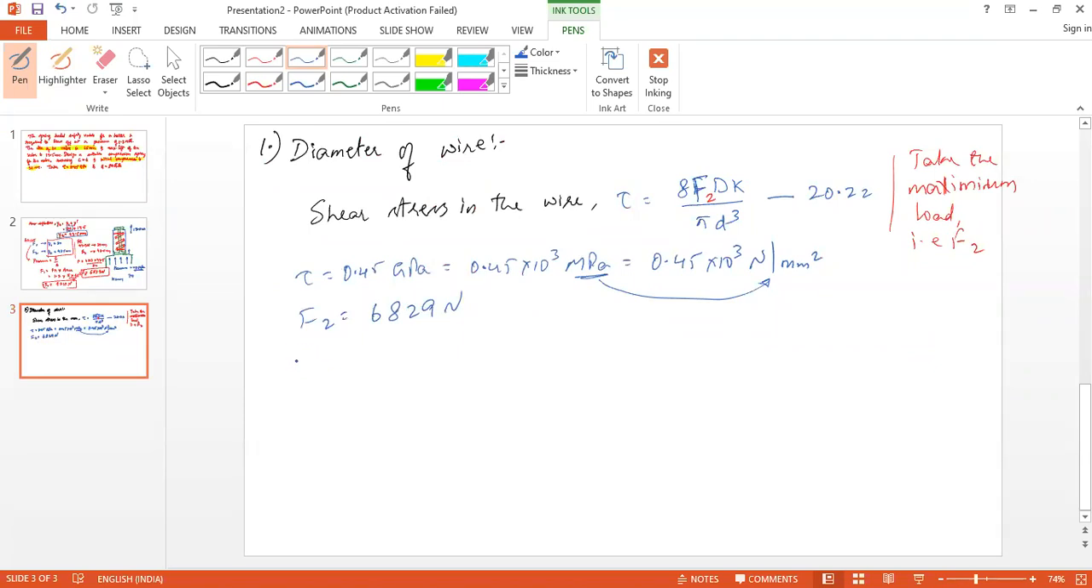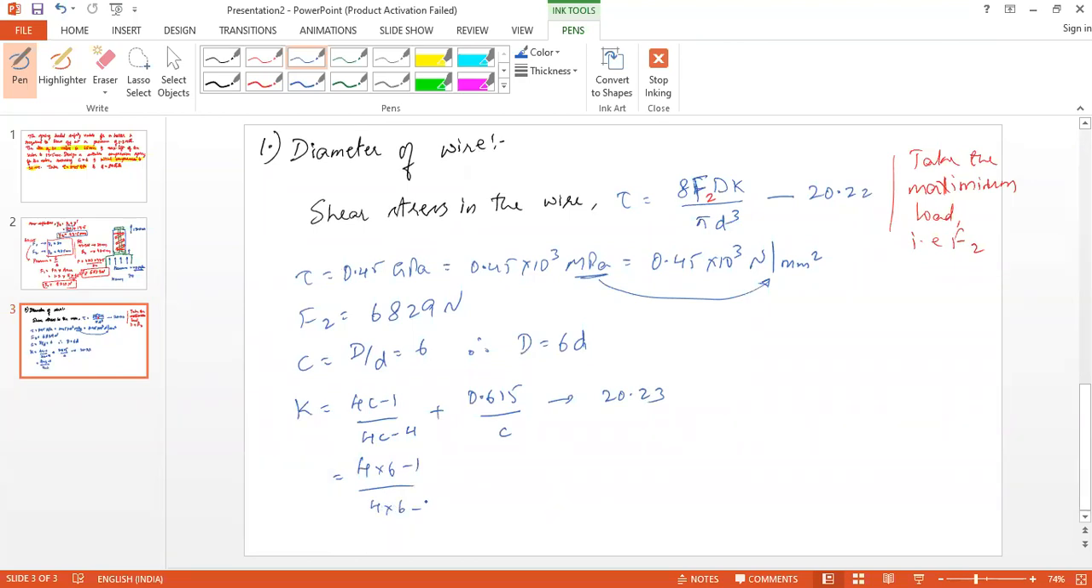And d we don't know, but we know the value of C. C is equal to D by d, that is equal to 6. Therefore, capital D is equal to 6 times the small d. And what is K? K is the Wahl factor, that is equal to (4c minus 1) by (4c minus 4) plus 0.615 by c. This is from equation 20.23 from the data handbook. So we know the value of c, that is 4 into 6 minus 1 by 4 into 6 minus 4 plus 0.615 by 6. So what is the value of K?